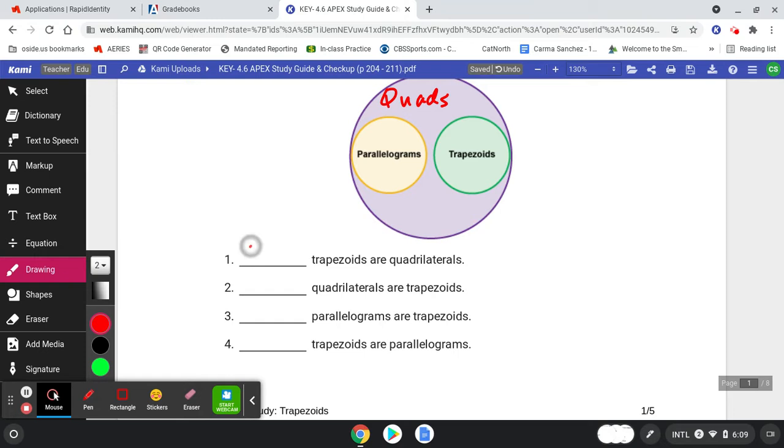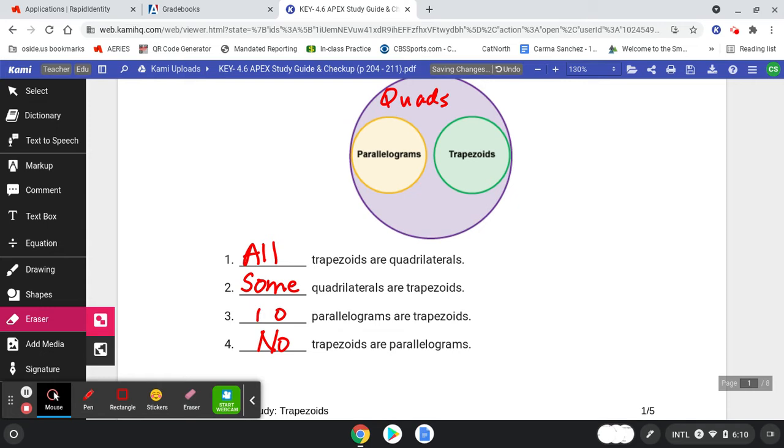So all trapezoids are quadrilaterals, and some quadrilaterals are trapezoids. No parallelograms are trapezoids, and no trapezoids are parallelograms. So this stuff we've been applying for the last 2 weeks, all the stuff we've been doing on parallelograms, does not apply to trapezoids.